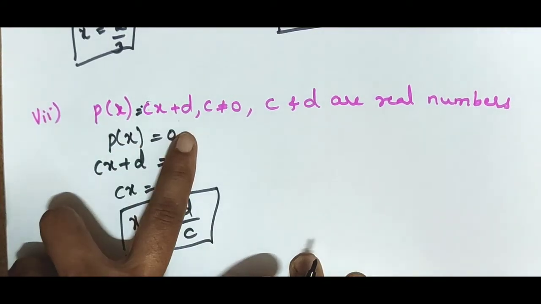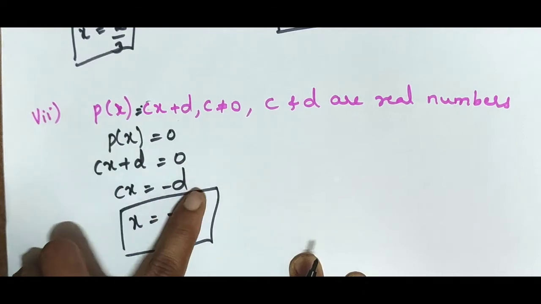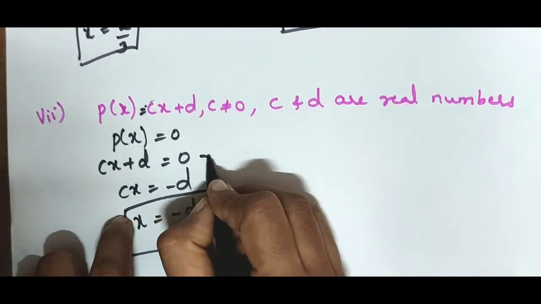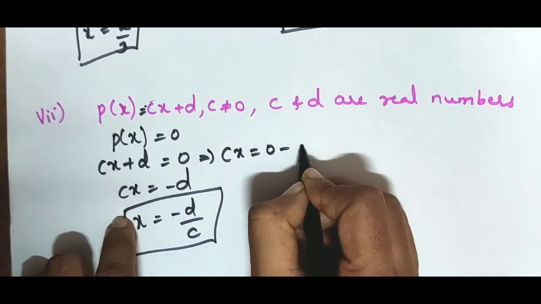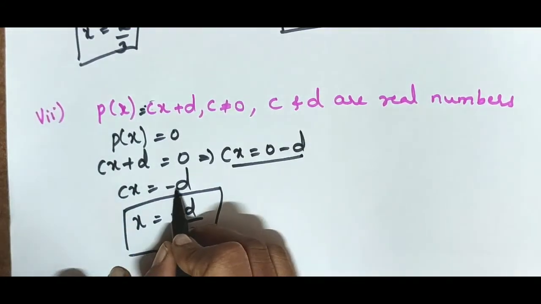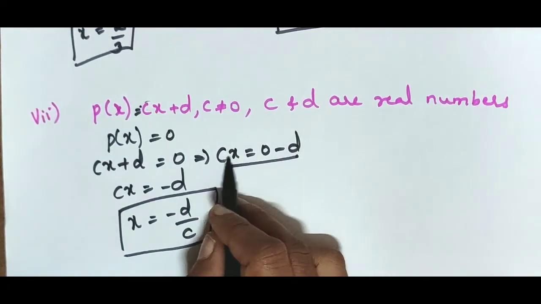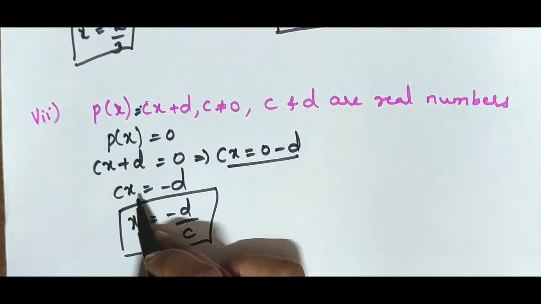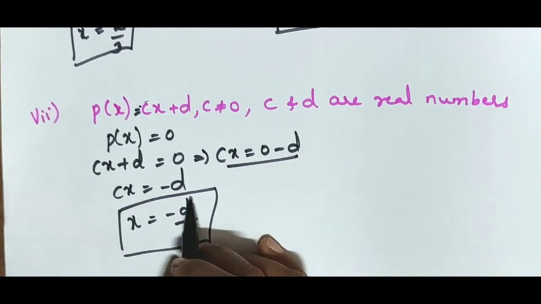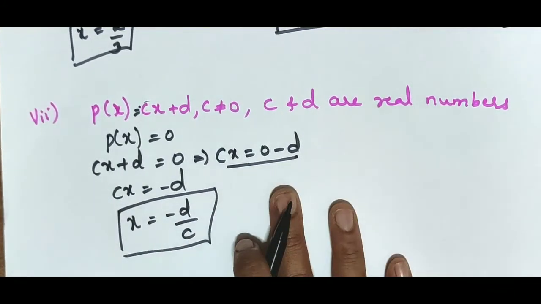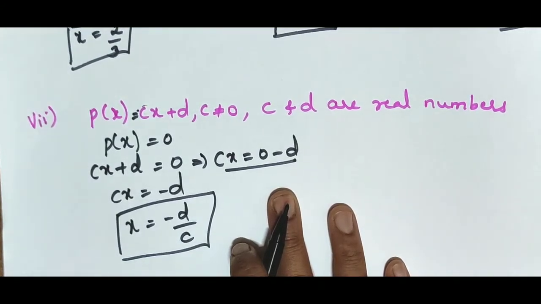So P of x is equal to 0, cx plus d equals 0. Here I can go for one more step. cx is equal to 0 minus d. 0 minus d, it is minus d. Directly I wrote here. Or if it is confusing, you can see here. cx is equal to 0 minus d, it is minus d. So now you have to find the value of x. So x is equal to minus d by c. So this is about question number 4 in exercise 4.2.